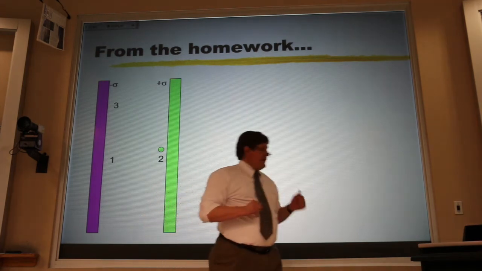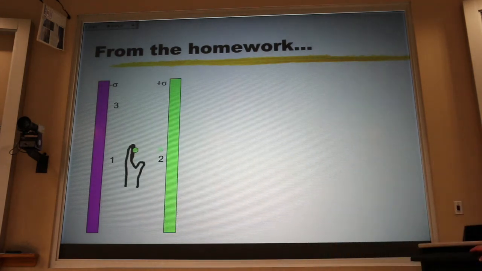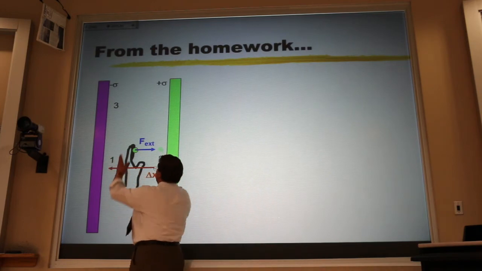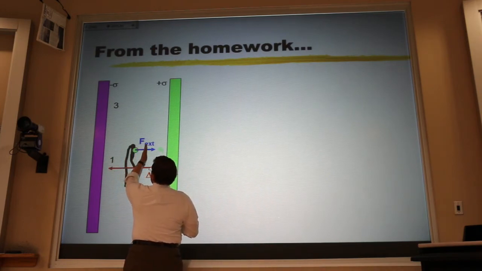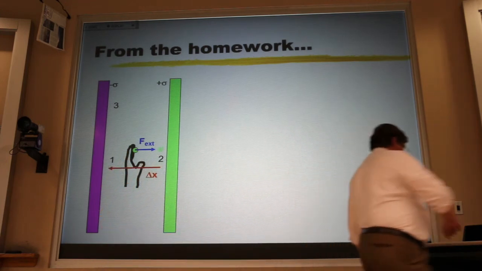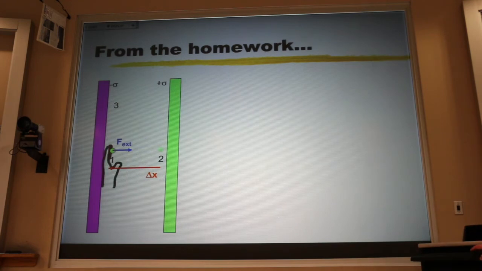Now, the correct answer is, well, first of all, I have to bring it to 1, and to do that, I have to do negative work. Why? Because I'm moving it to the left and I'm pushing to the right. That positive proton just wants to race over there and I've got to fight. I've got to push against the field to bring it slowly from rest to rest. And then when I take it from 1 to 3, I do no work because I'm moving it up and I'm pushing to the right, perpendicular. So all the work is done in going from 2 to 1.